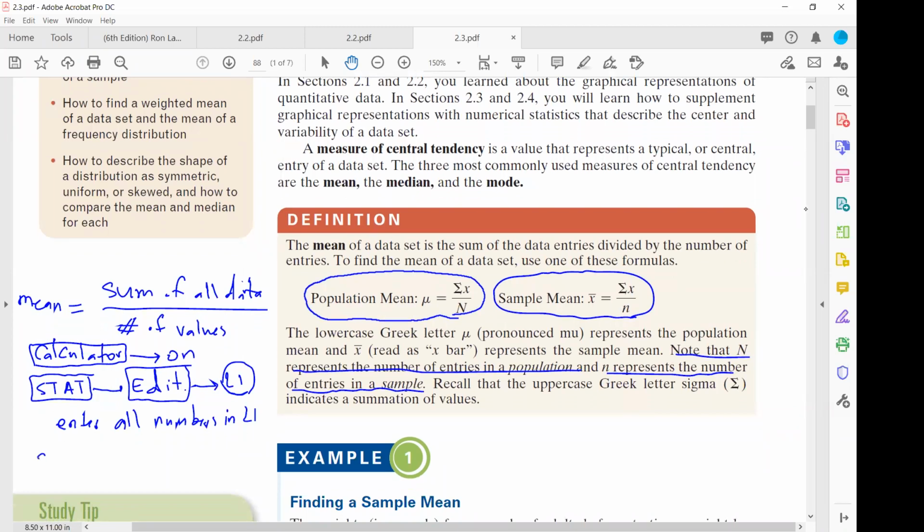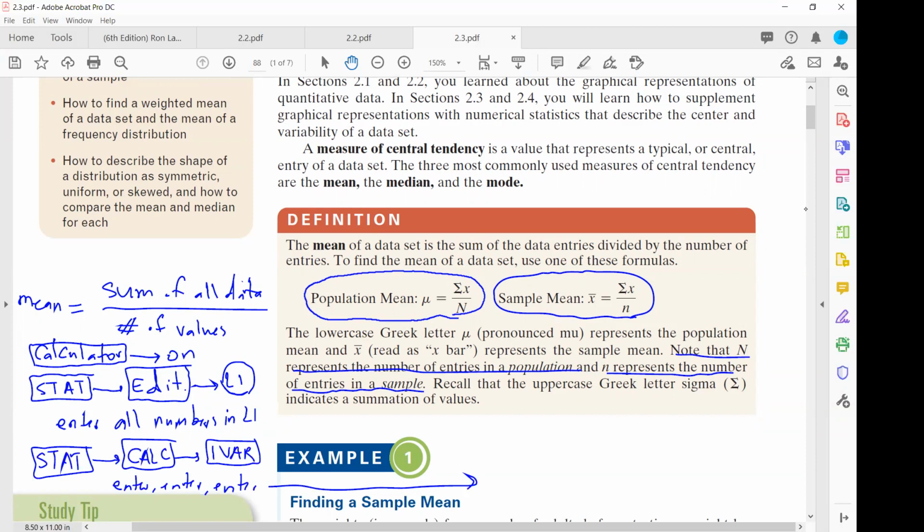Then go to Stat again. Instead of going to Edit, you have to go to Calc this time. Then you select one variable. Enter, enter, enter. Then it gives you some results. In this result, you can see X bar, which is the mean of the sample, or just your mean.